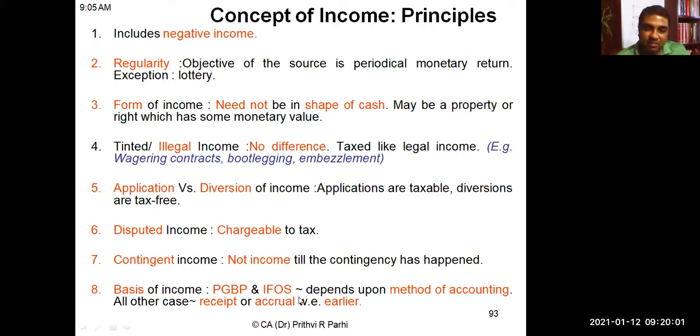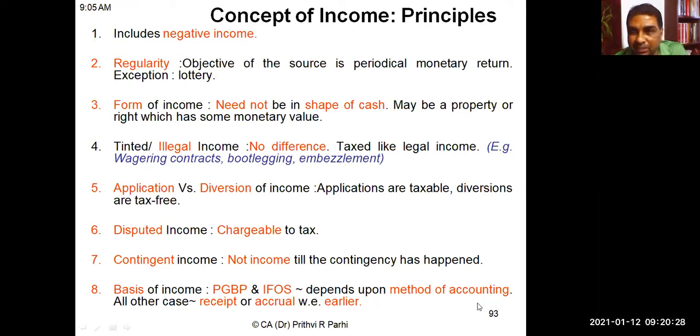Profits and gains of business or profession, and income from other sources. For these 2 heads, how to compute the income depends on the method of accounting. That means you may follow your own method of accounting to arrive at the profit. Then income tax law will say certain things will be allowed, certain things will be disallowed, and accordingly you make adjustments. So your computation depends upon your method of accounting.